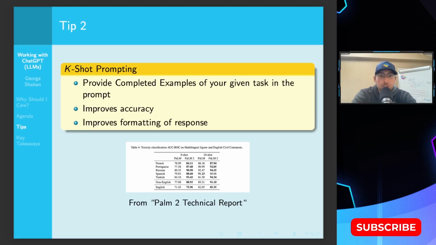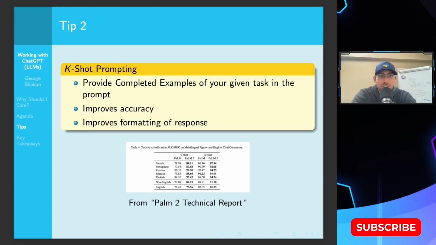So now let's have a look at this table that I have. I grabbed this table from a technical report from Google. This is their paper on PaLM 2, which is one of their large language models. This table was particularly interesting to me, not for the reason that they presented in the paper. In the paper, they're comparing PaLM and PaLM 2.